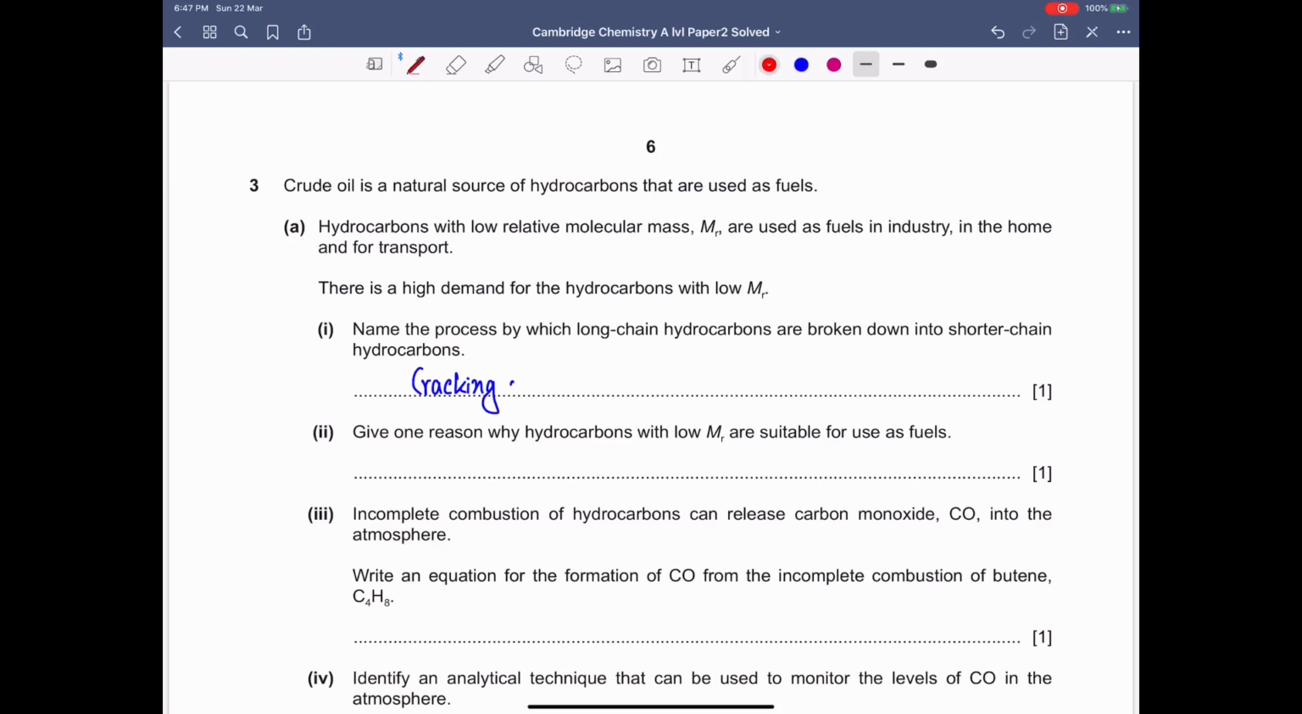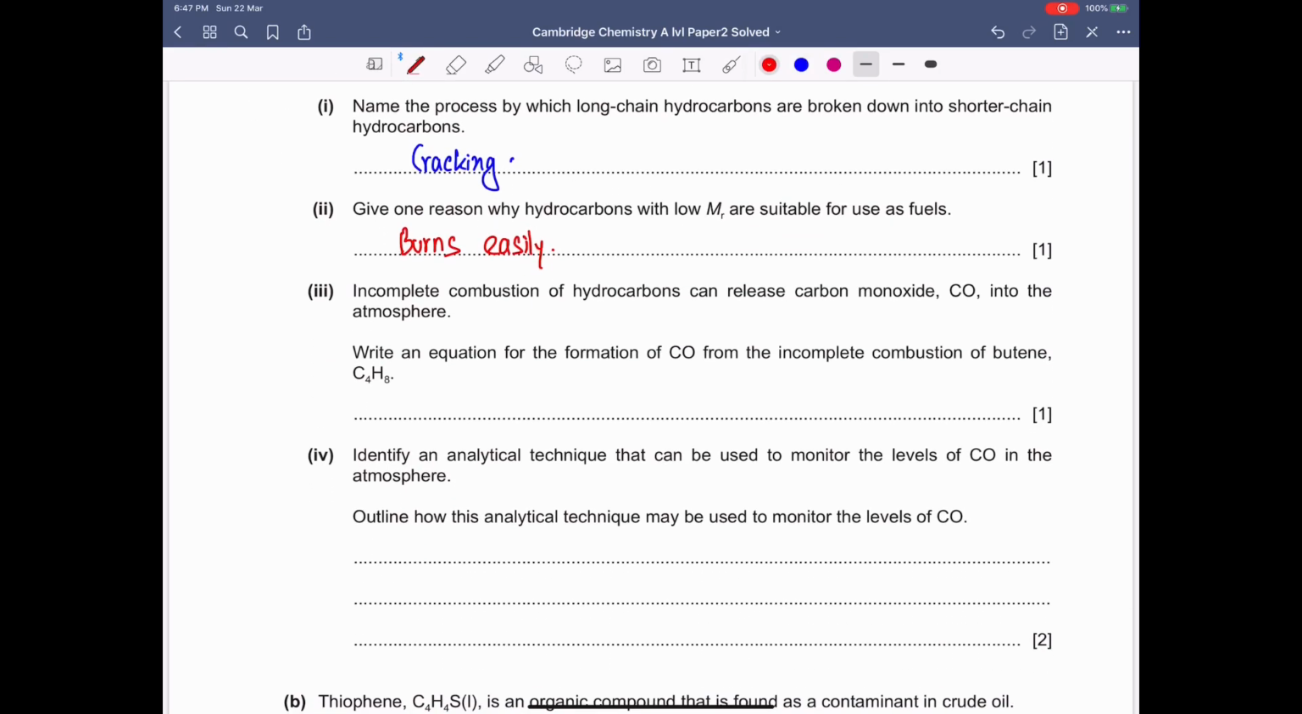Okay, so hydrocarbons with low MR burn easily. If you have used methane in your kitchen, you know it ignites pretty fast. Incomplete combustion of hydrocarbons can release carbon monoxide into the atmosphere.